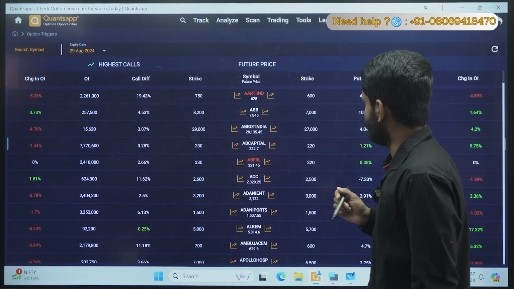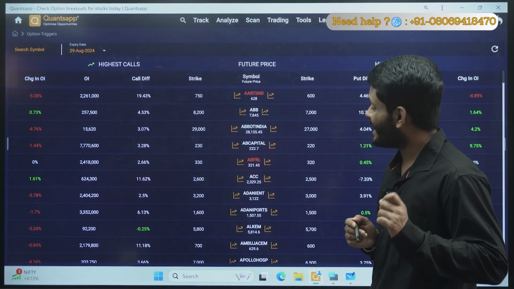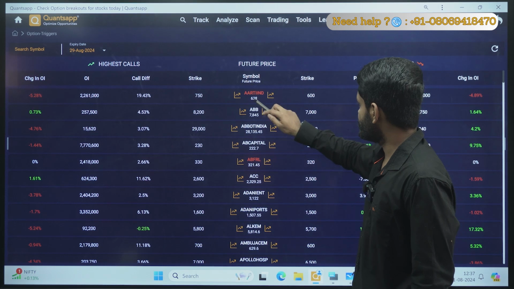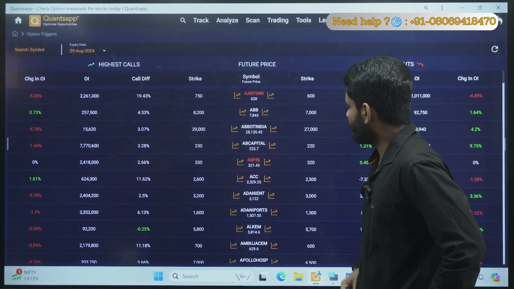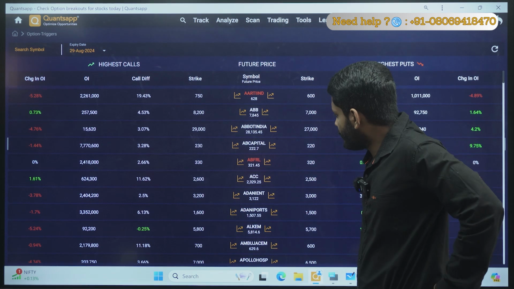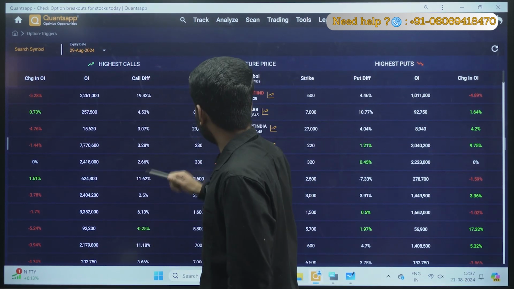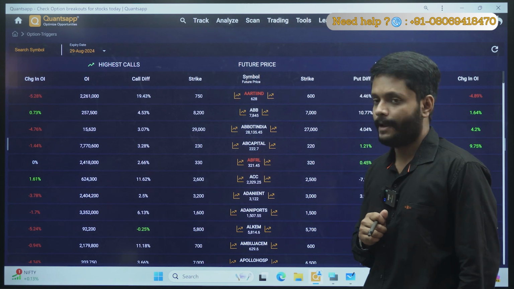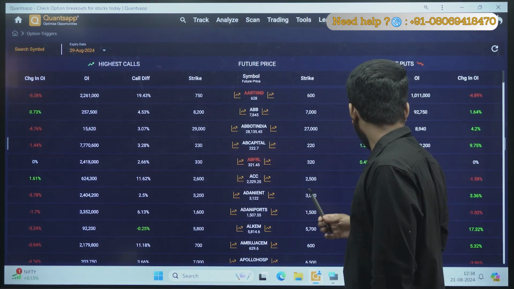So what is this basically? These are the list of future stocks and their future prices. Aarti Industries is trading at 628, ABB 7845, Abbott India at 28,000, AB Capital 222. So these are the future stocks and their prices. Now on the left hand side, if you see, there is Strike. Can you see? So what is this strike?